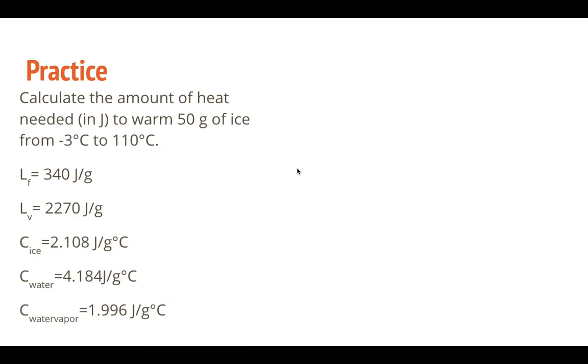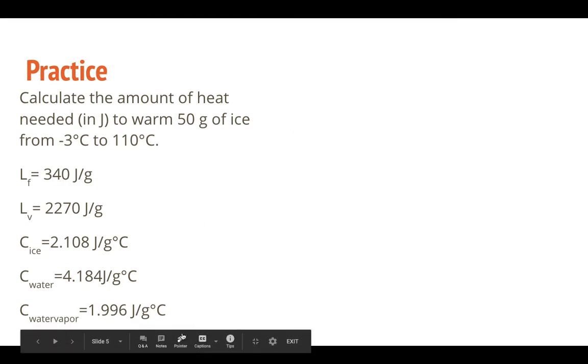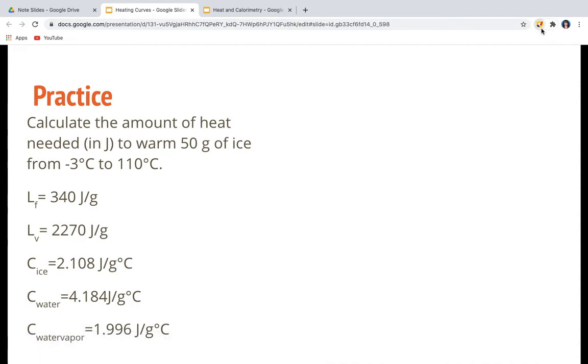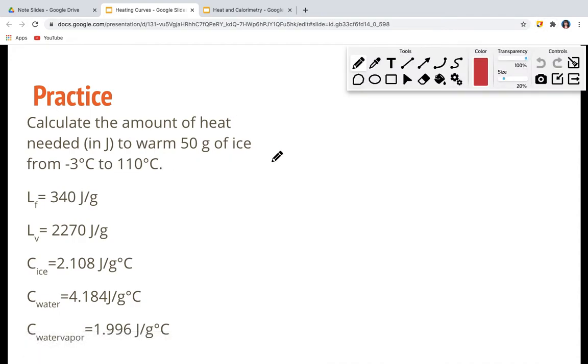So for practice, we need to calculate the amount of heat needed in joules to warm 50 grams of ice from -3 degrees Celsius to 110 degrees Celsius. What I want to talk you through is that this is quite a few steps. We can't just use Q equals mc delta T once, going from -3 to 110, because the water is in 3 different states. So we have multiple steps.